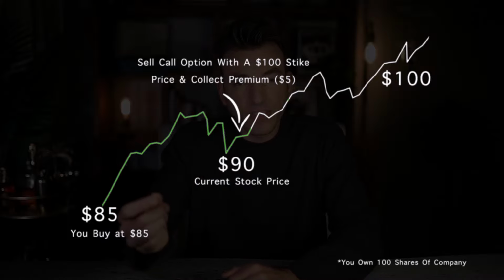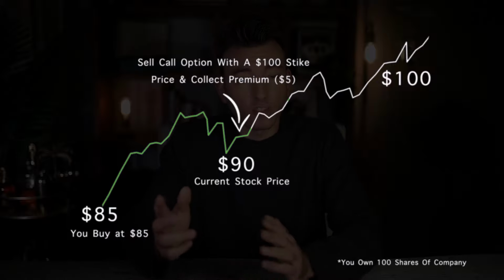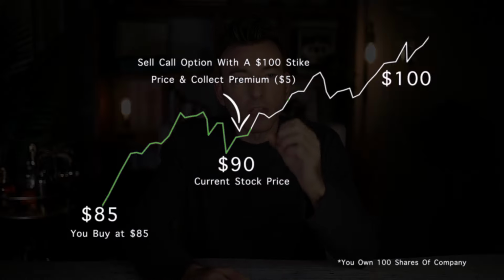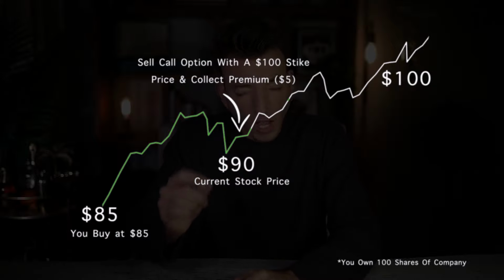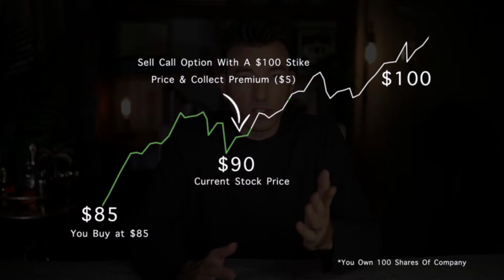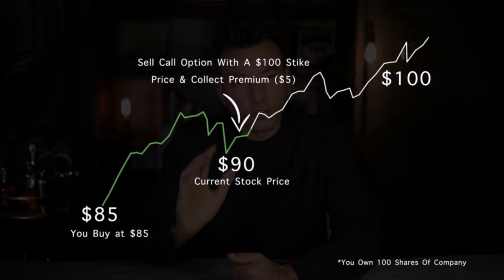They will then buy this option contract from you and pay you a fee, which again is called the premium. So let's say the premium is $5. They will pay you $5 per option contract right away, and that money goes into your account. So now you've just collected some free money basically for selling this option contract to the buyer.